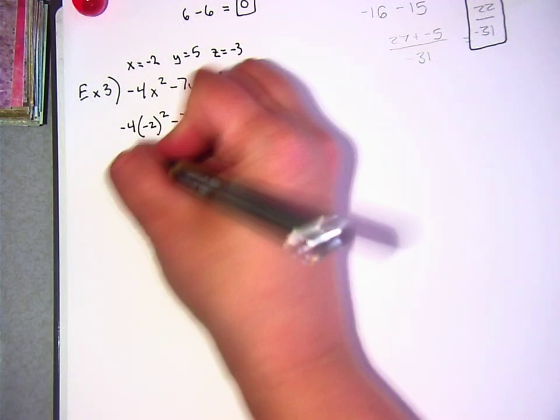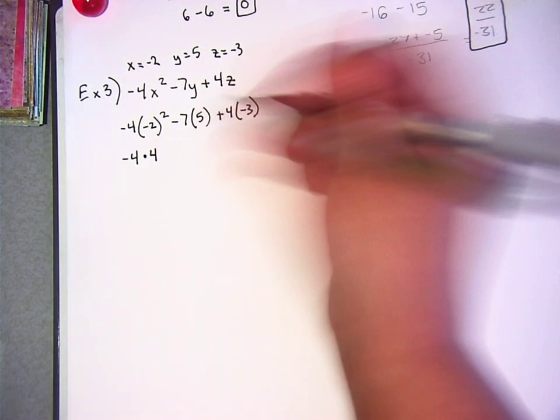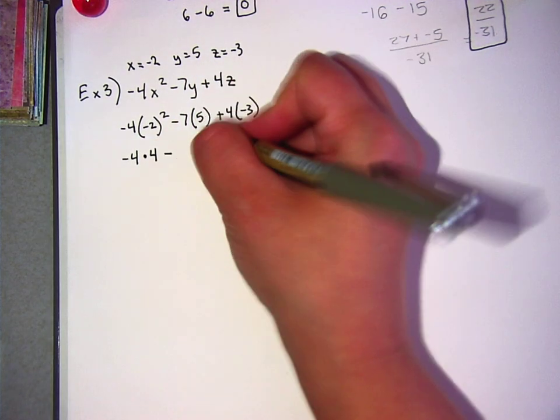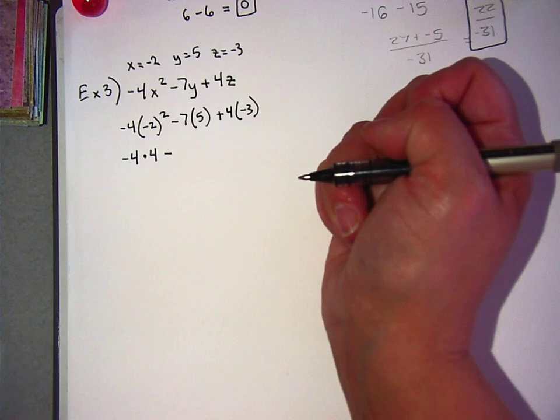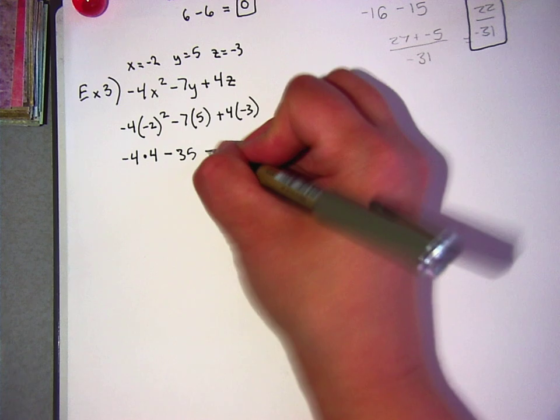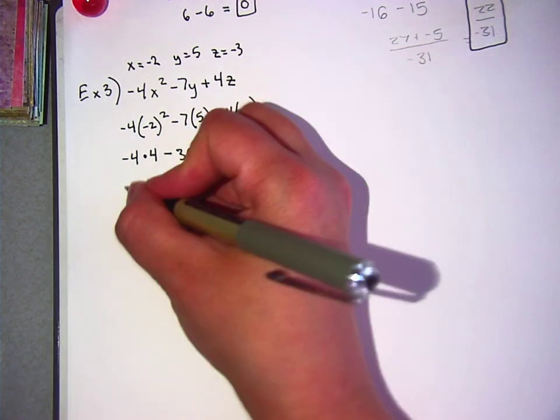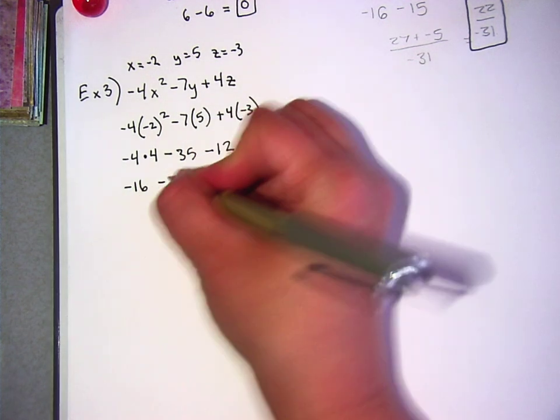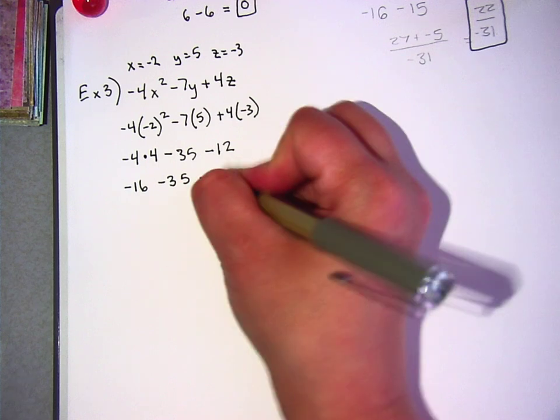This one turns into negative 4 times positive 4 minus 7 times 5, which is 35. And then a 4 times a negative 3 is a negative 12. That's a negative 16 minus 35 minus 12.